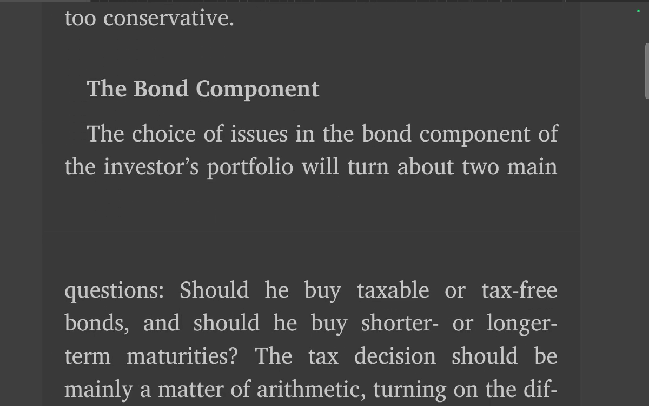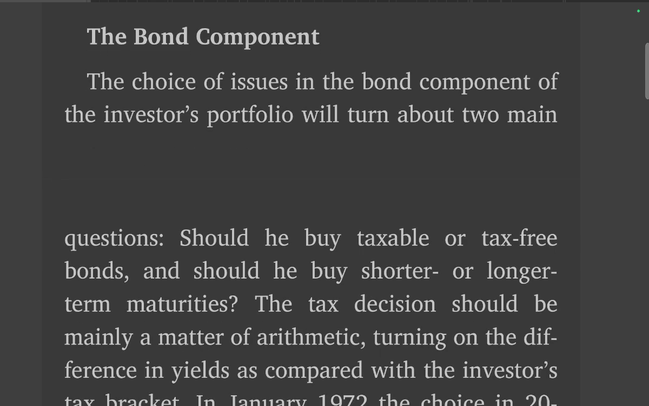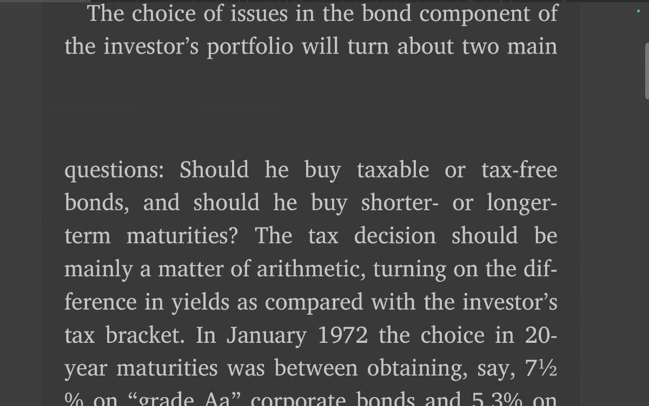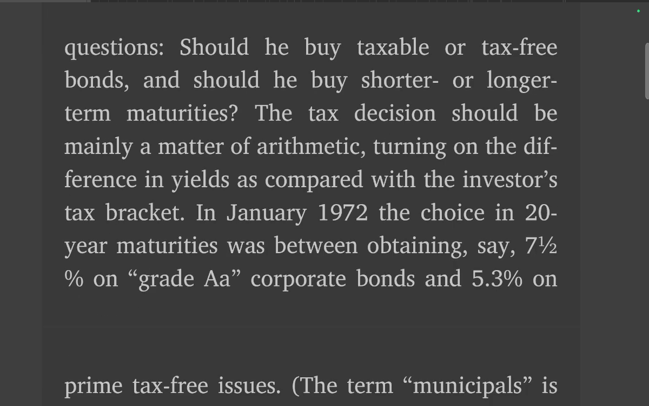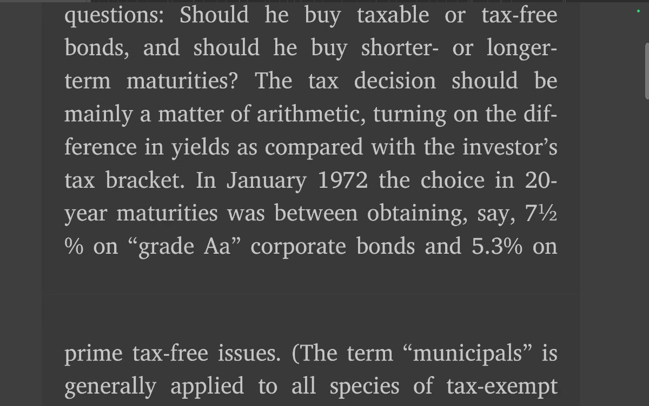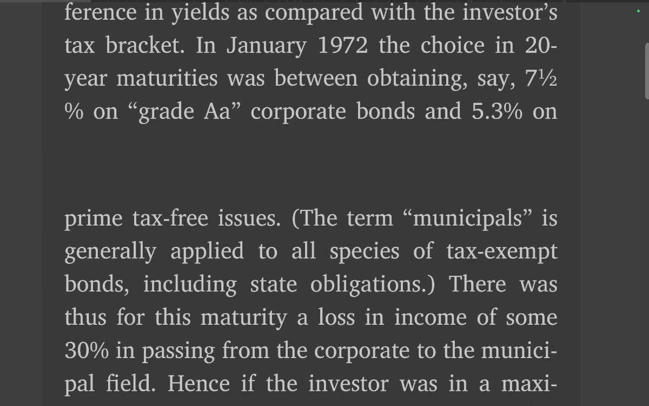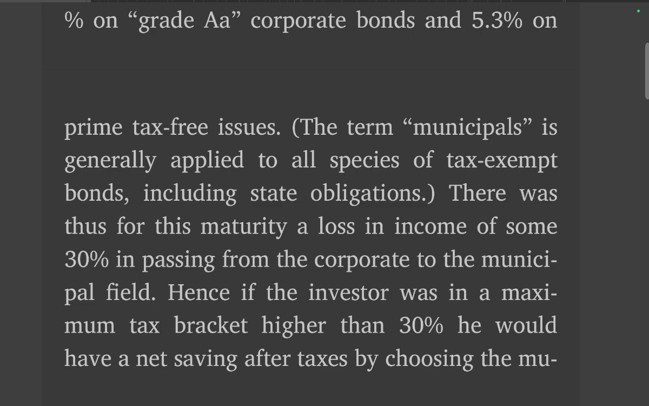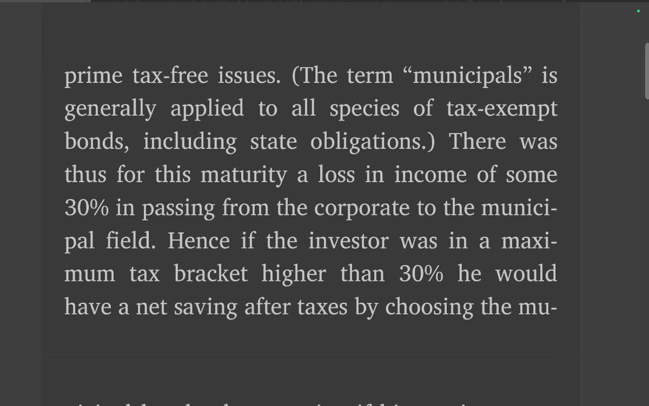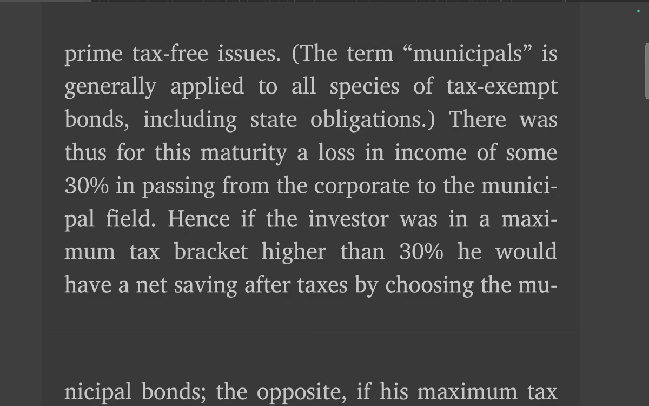The bond component. The choice of issues for the bond component of the investor's portfolio will turn on two main questions. Should he buy taxable or tax-free bonds, and should he buy shorter or longer-term maturities? The tax decision should be mainly a matter of arithmetic, working out the difference in yield and comparing it with the investor's tax bracket. In January 1970, a choice of 20-year maturity was between obtaining, say, 7.5% on grade A corporate bonds or 5.3% on prime tax-free issues. The term municipals is generally applied to all types of tax-exempt bonds, including state obligations. Thus, a loss in income of some 30% is incurred in moving from the corporate to the municipal field.